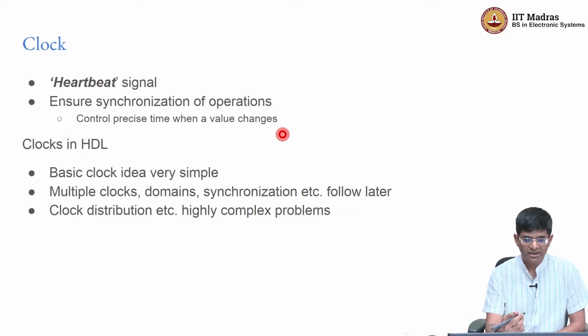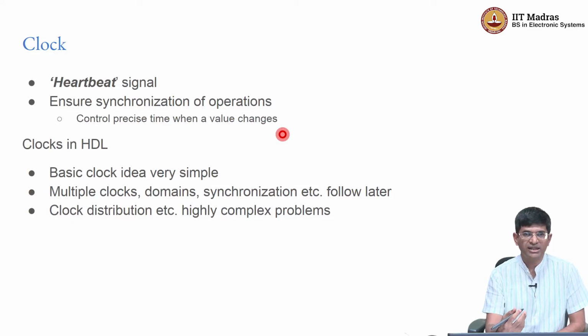Now in hardware description languages, the basic clock is a very simple idea, right? Somehow I need to generate a signal that toggles, meaning that it goes from 0 to 1 and then back to 0 and then back to 1 and then back to 0. It keeps toggling back and forth between 0 and 1, and it does so at a regular interval, right? How long is it 0, how long is it 1? That in turn determines something called the duty cycle.